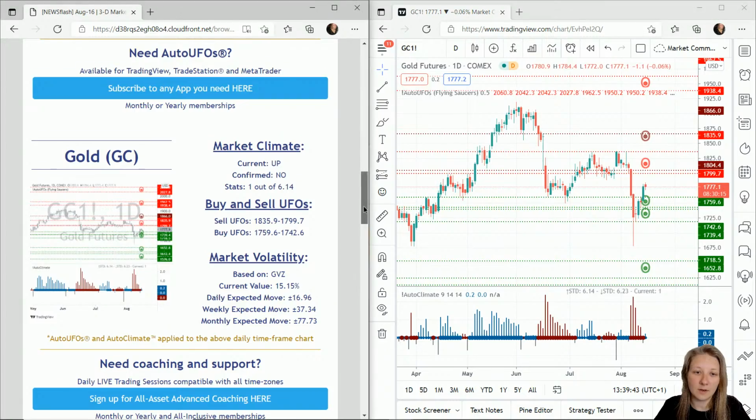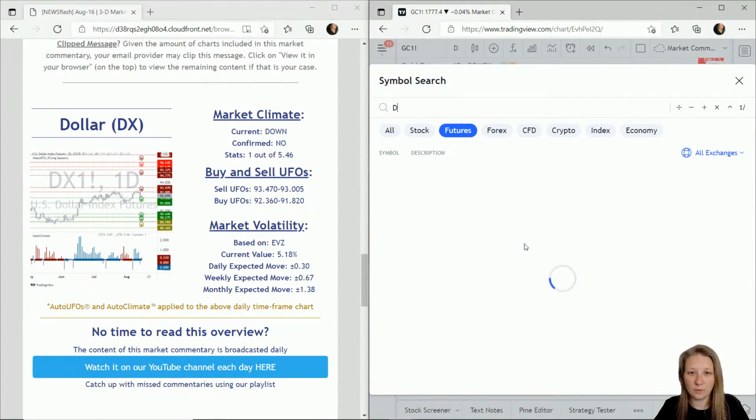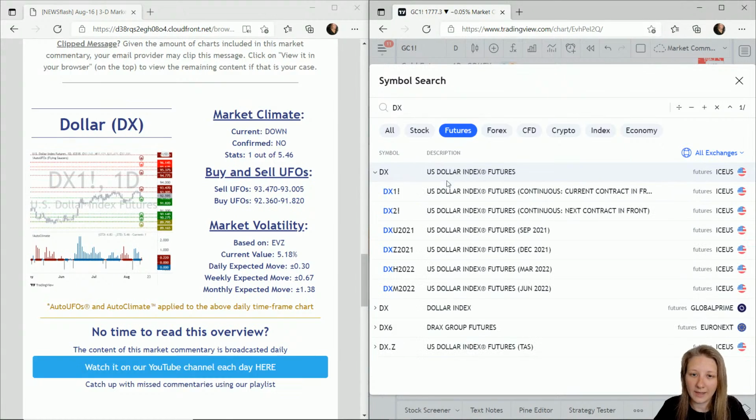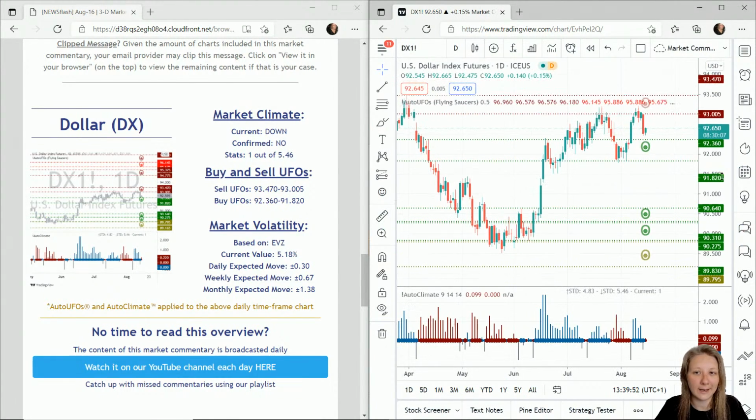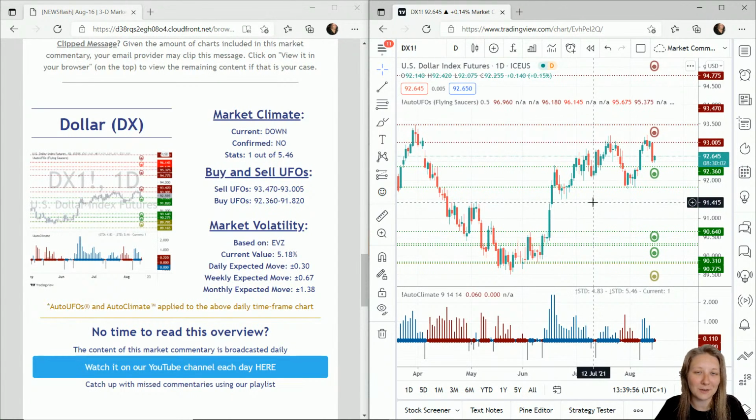Moving on to the next market, which is the US dollar. Now, the US dollar is responsible for about 80% of transactions worldwide daily, so be aware of it. It will affect most markets that you could possibly be trading. So we have an unconfirmed climate again. Thin dot, doesn't matter the colour, it's unconfirmed. Not enough probabilities either way.